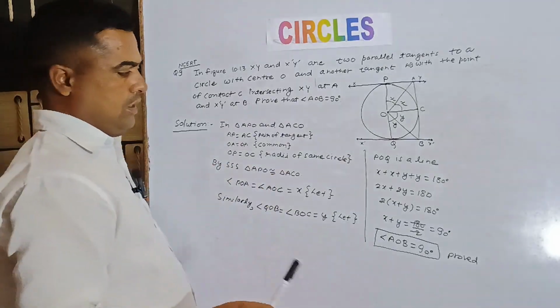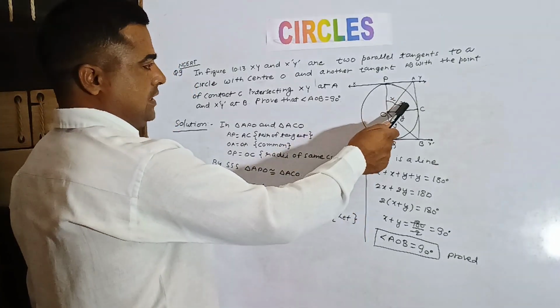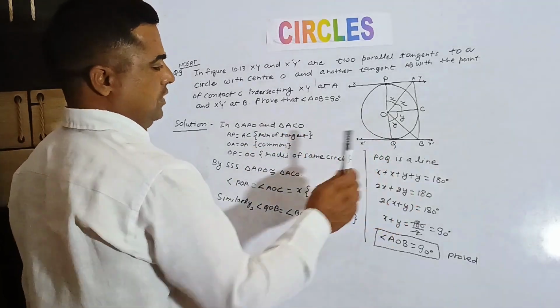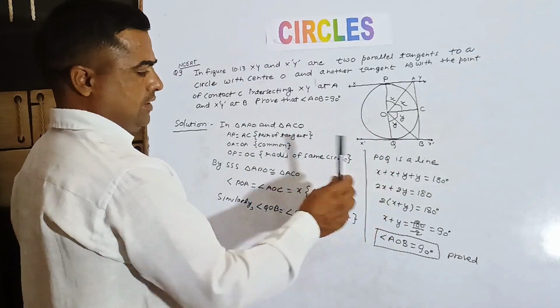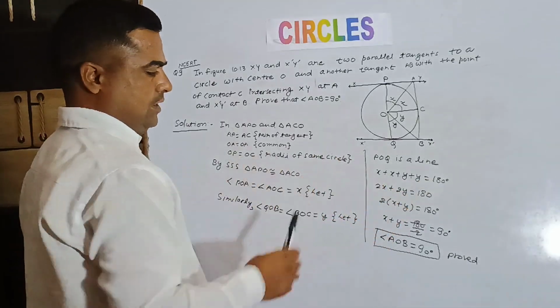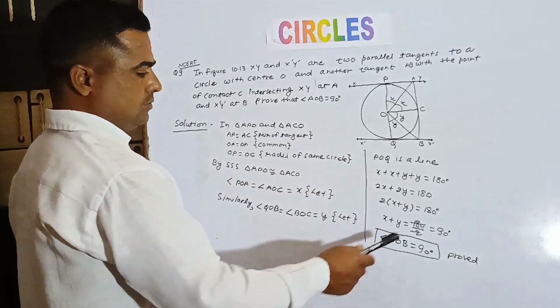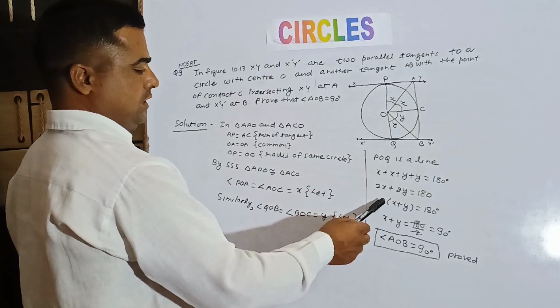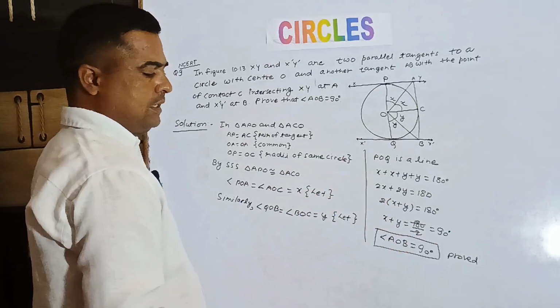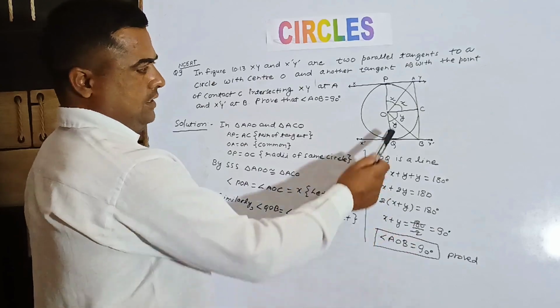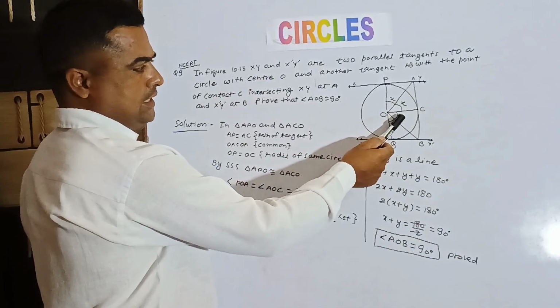We know this part very well. The sum of x plus y will be 180 degrees. x plus x will be 2x, y plus y will be 2y, and this will be 180 degrees. Now 2 is common, so 2(x plus y) equals 180 degrees. The 2 is multiplying, so you can write it in the denominator: 180 upon 2, this will be 90. So x plus y is 90 degrees.